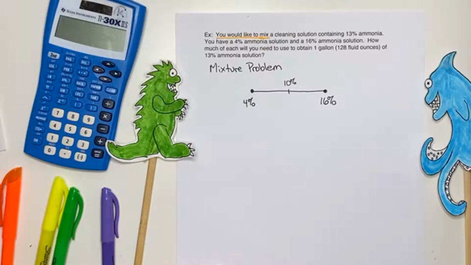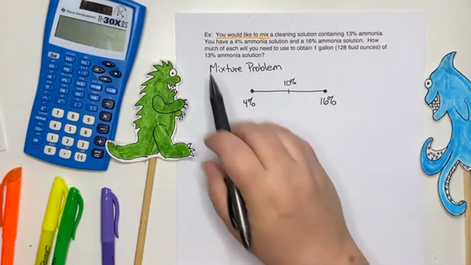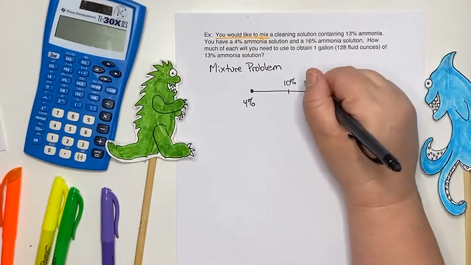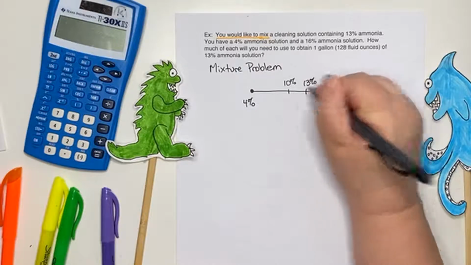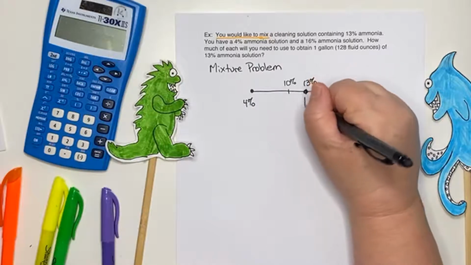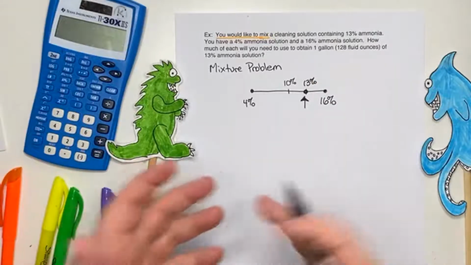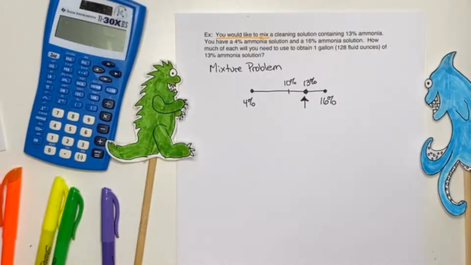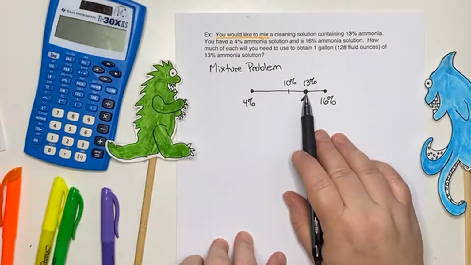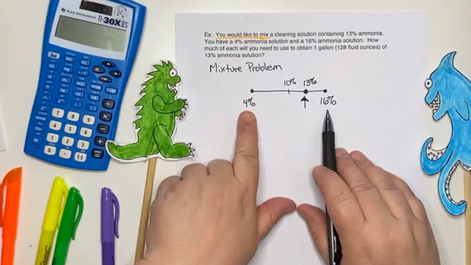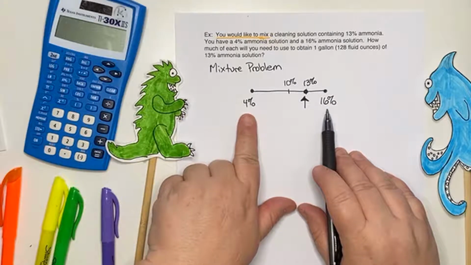But in this case, they don't want a 10%. They want a 13%, which is right there in the middle of those two. This is what we're going for. This is the magic mixture. So a couple things that you have to make sure of. When you're doing a mixture problem, the thing you want to get, the mixture you want to create, has to sit between the strengths of the other two.